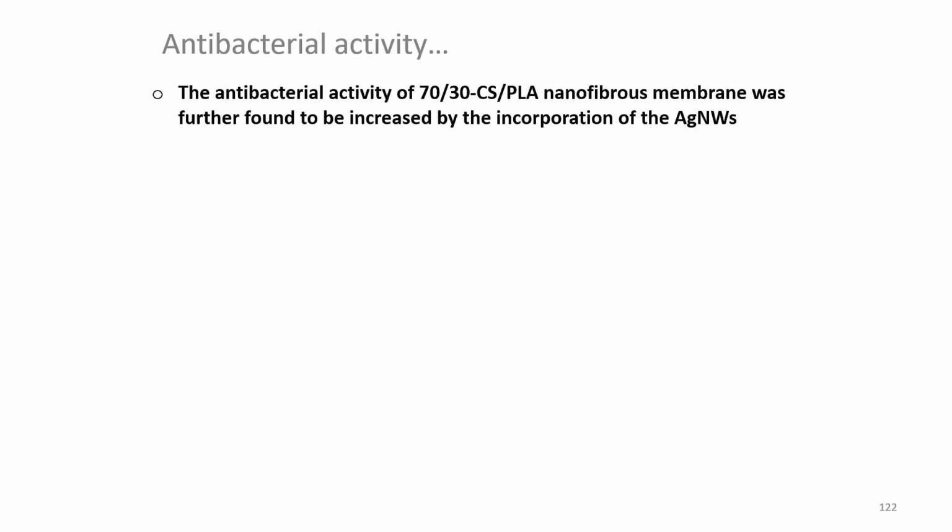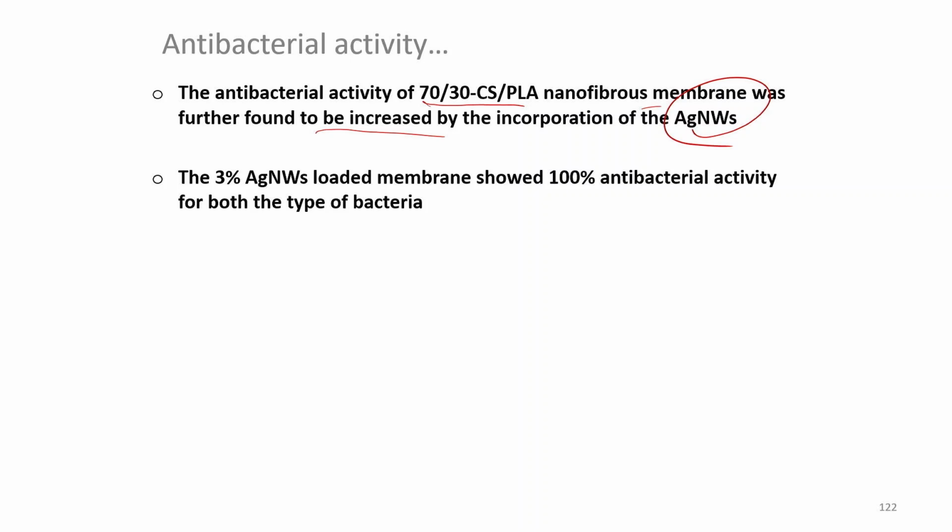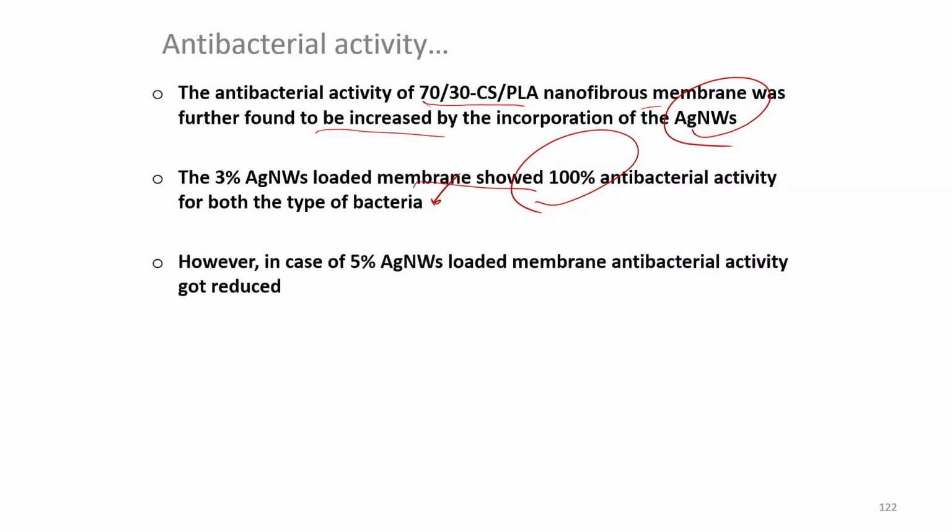So, the antibacterial activity of the 70-30 chitosan PLA nanofibrous membrane was further found to be enhanced by incorporation of silver nanowire. So, that was our observation. The 3% loaded membrane showed 100% antibacterial activity for both types of bacteria, E. coli and S. aureus.